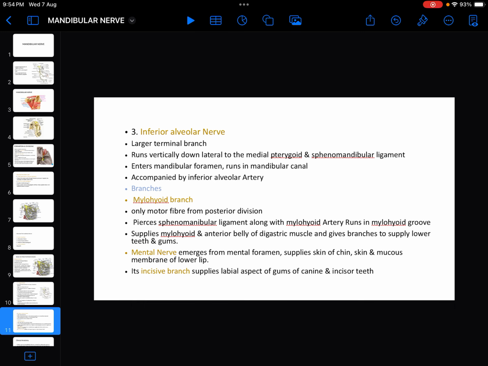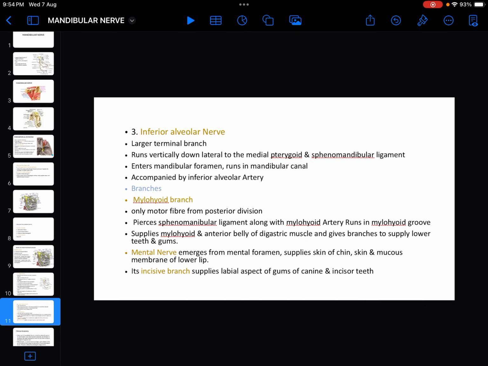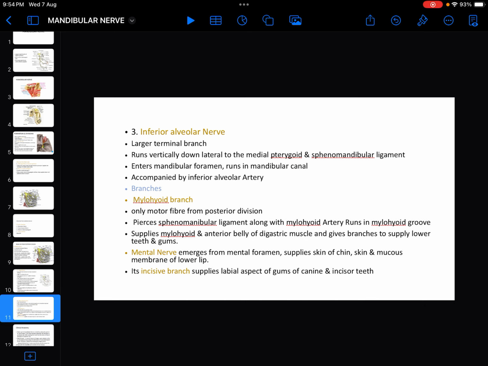Then it enters the mandibular foramen along with the inferior alveolar artery and traverses the mandibular canal as far as the mental foramen, where it terminates by dividing into two branches, the mental branch and the incisive branch. The mental branch supplies the skin of the chin, and the skin and mucous membrane of the lower lip. The incisive branch supplies the labial aspect of the gums of the canine and incisor teeth. So this is about the branches of the posterior division.